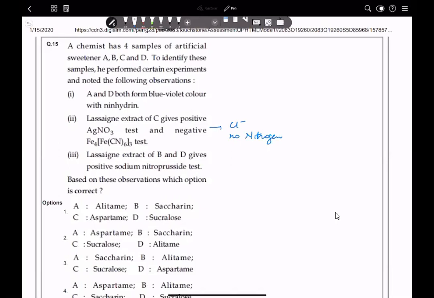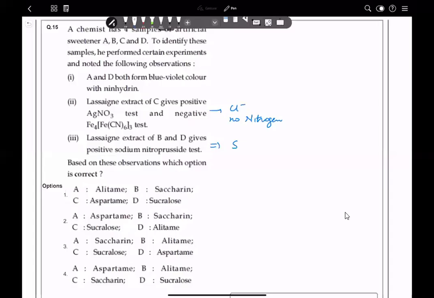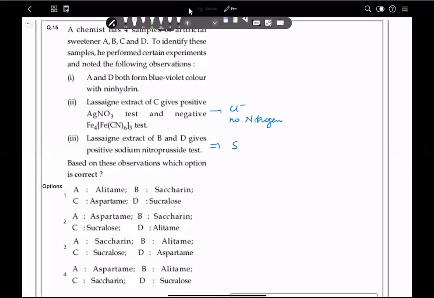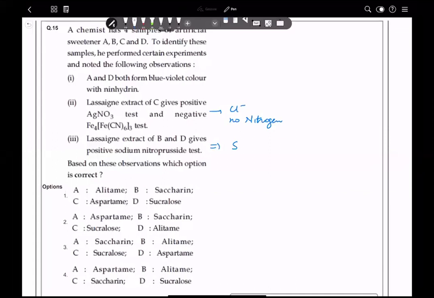The third test is given: the Lassaigne extract of B and D gives a positive sodium nitroprusside test. So a positive sodium nitroprusside test means a test of sulfur. That means B and D contain sulfur. And giving violet color with ninhydrin is the test of amino acids. So this is the test for amino acids. Now with the given options you have to check.